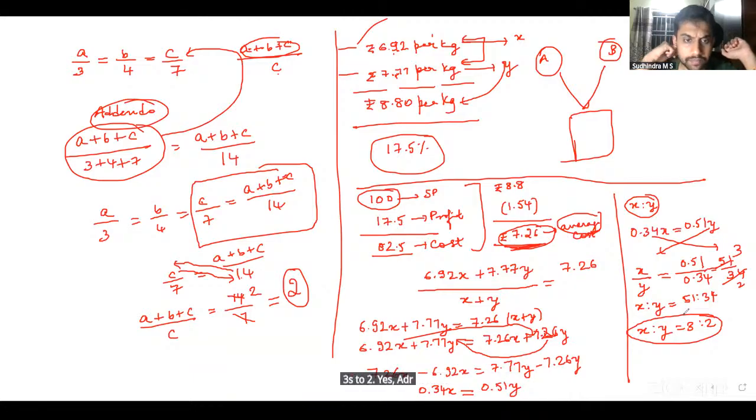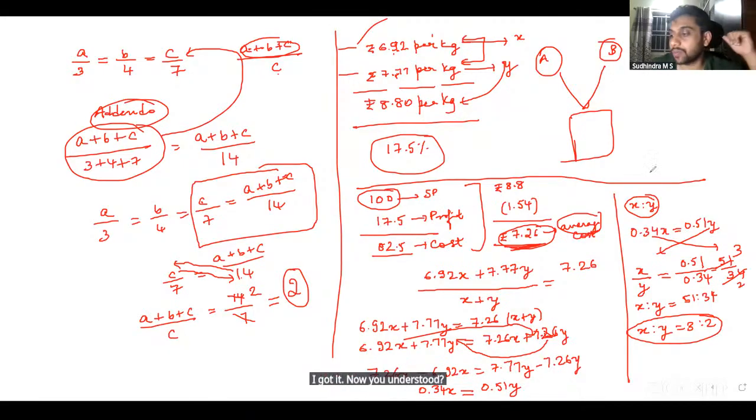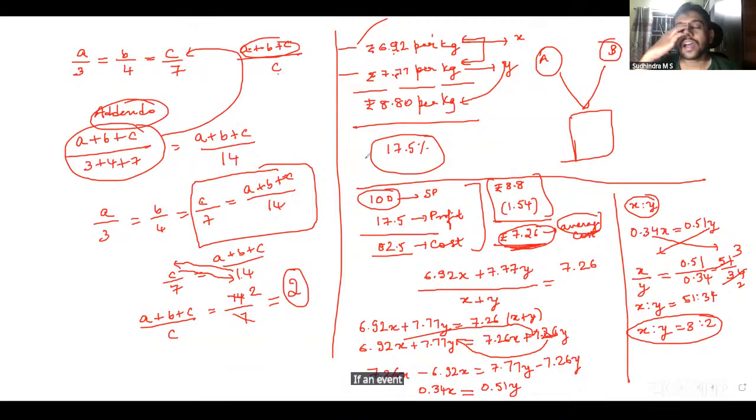Yes, Adrut. Sir, that is where I went wrong with the method. After that, the whole sum went wrong, sir. I got 7.24 instead of 7.26, sir. That's where you would have gone wrong. So that's the reason, while calculating, every step becomes important. Complete this. If anyone is still writing, or if anyone has any doubts, you can definitely ask me.